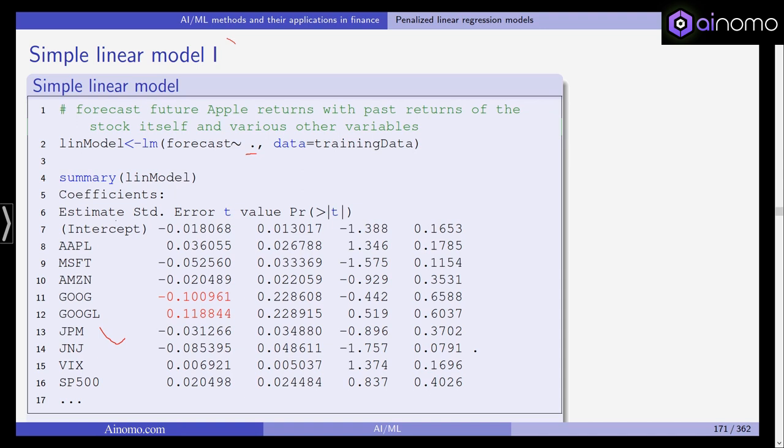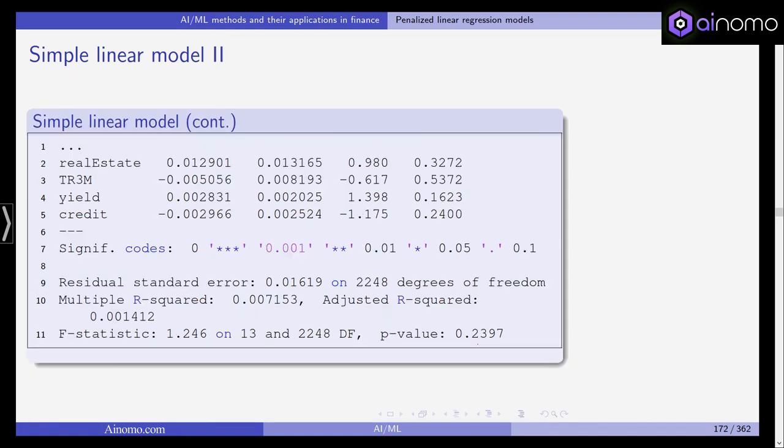And we have the intercept, we have Apple stock returns, Microsoft, Amazon, Google, again, JP Morgan, Johnson & Johnson, and this is where Johnson & Johnson becomes interesting because, as you will see on the next slide, Johnson & Johnson, the stock return on the Johnson & Johnson stock is the only predictor that is statistically significant, at least at the 10% level. All the other variables are not statistically significant.